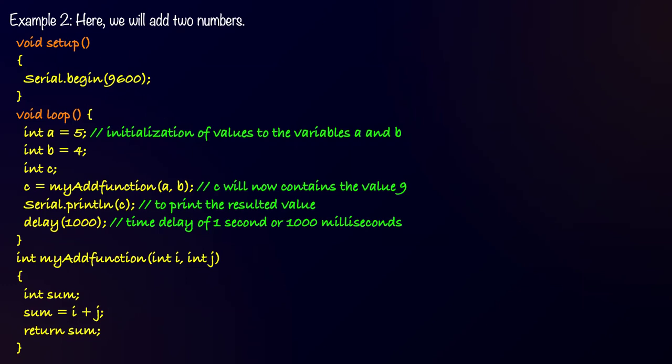Now after closing the bracket, it says int my add function, int i, int j. So that's one function that we have declared, with two parameters, int i and int j. Now int sum equal to i plus j, and return sum. So again, the same thing will happen. Understood? From the next time, if I call the function, the whole operation will take place.